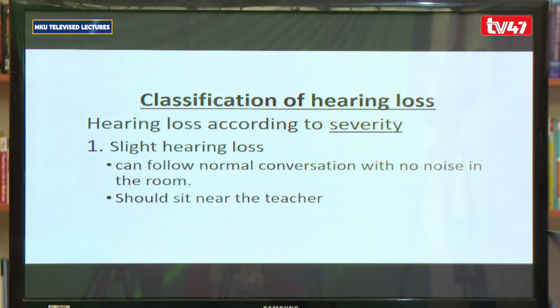We'll look at the different classifications of hearing loss, and we will start with hearing loss according to severity. There are different ways of classifying hearing loss, so we'll start with hearing loss according to severity, where first we have those who have slight hearing loss. These ones, even the larger community may not know because they mix with them. It's only that they strain a bit. They are able to hear, they can follow normal conversation, mostly if there is no noise in the room.